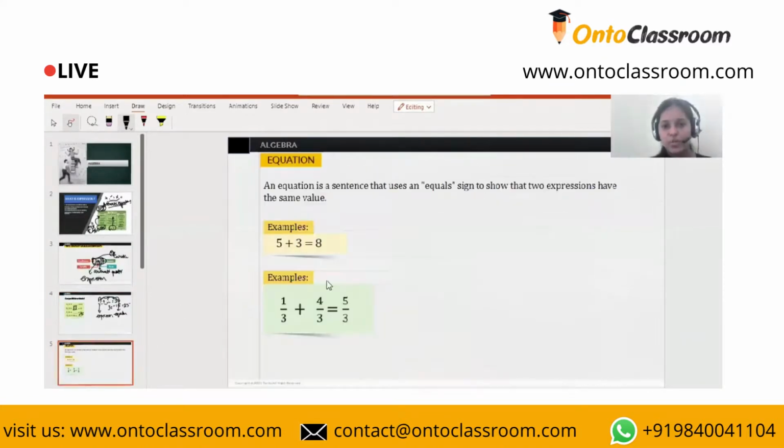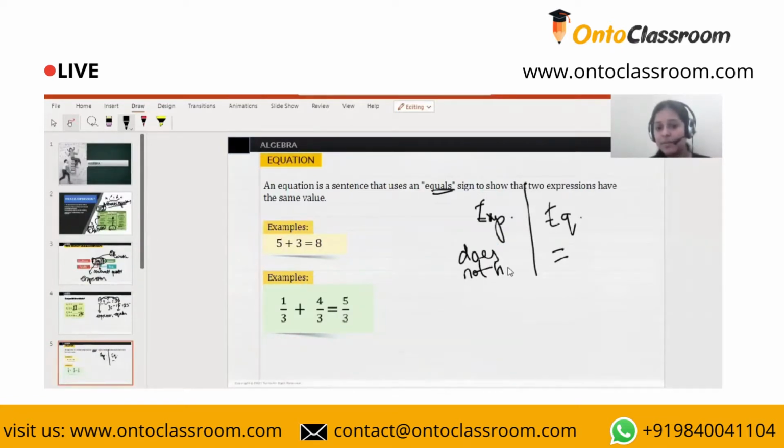Now let's move on to what an equation is. An equation is a sentence that uses an equal sign to show that two expressions have the same value. The big difference between an expression and an equation is that an equation has an equality sign and an expression does not. An equation has this equal to sign.